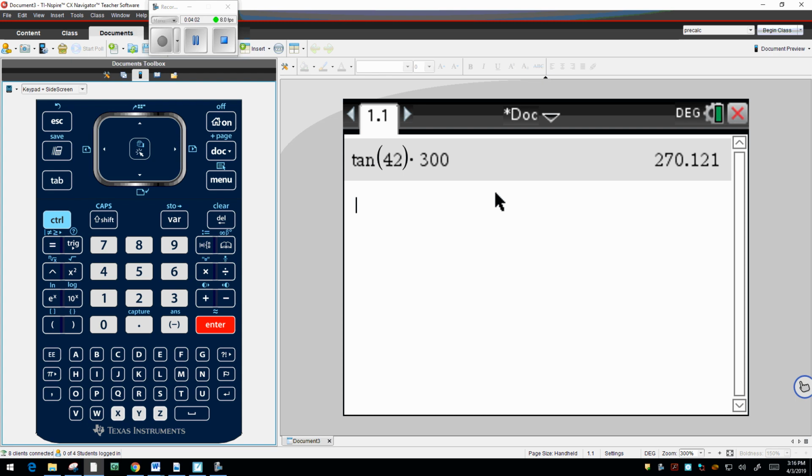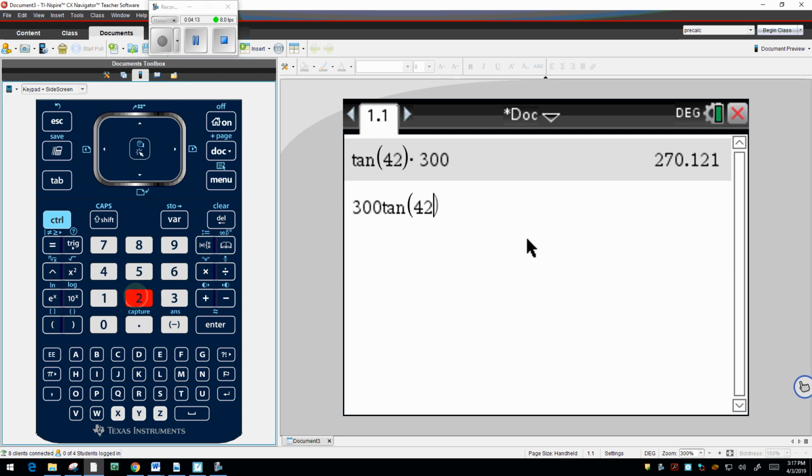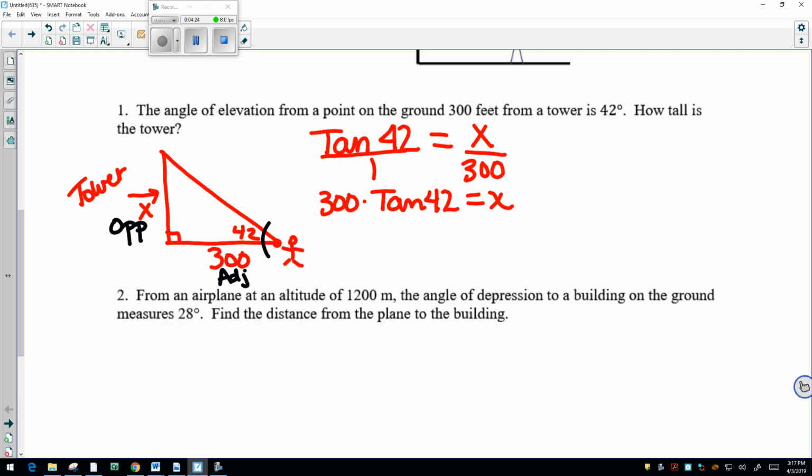A different way, I like to actually enter it the way I wrote it, which is typing in the 300 first, then getting my tangent button, and then typing in 42. What that's going to do is avoid that you need to remember to get outside of the parentheses so it multiplies everything correctly for us. So we get the answer 270.121, and it actually doesn't tell us where to round, so if we just round it correctly, 270.121 feet, we would be good.